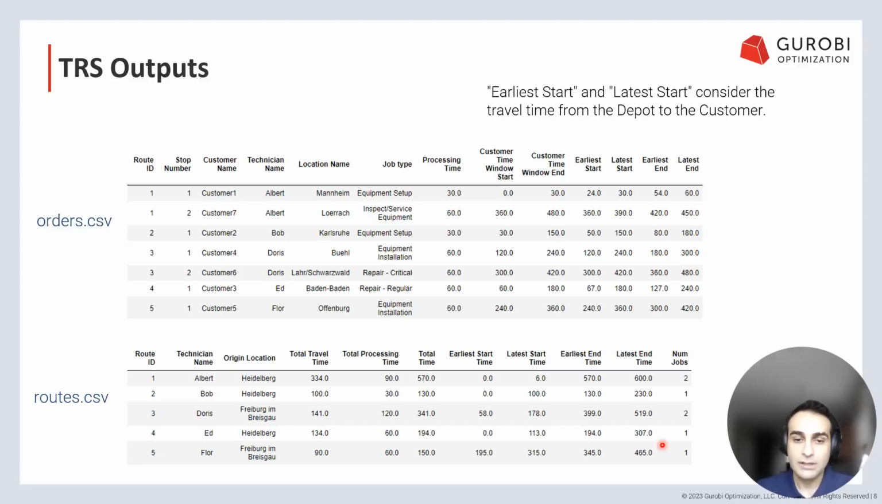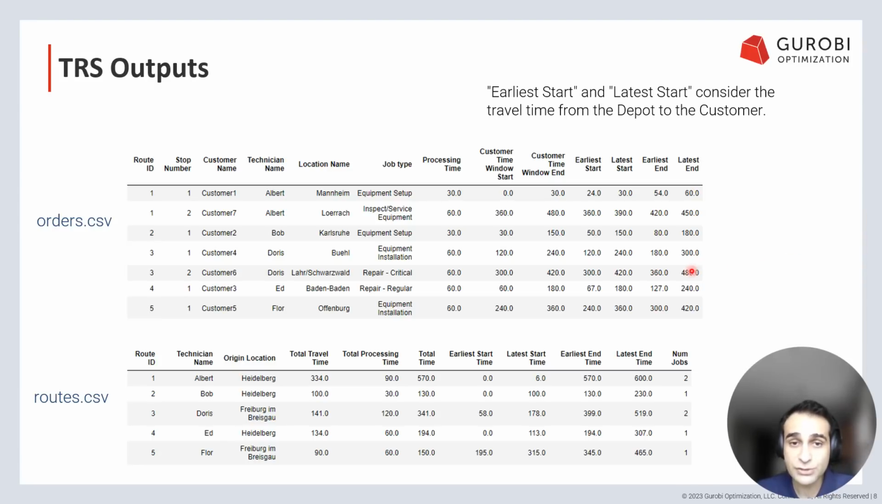So for example, if we look here, we see that customer 2 is assigned to Bob, and it has a window availability between 30 and 150. But we see that the earliest time that Bob can visit the customer is 50. That's the earliest that Bob arrives at the customer. It's 50 because it takes him just 50 minutes to get from the service center to the customer's location. If you check the locations table in the previous slide, you can confirm that for yourself.